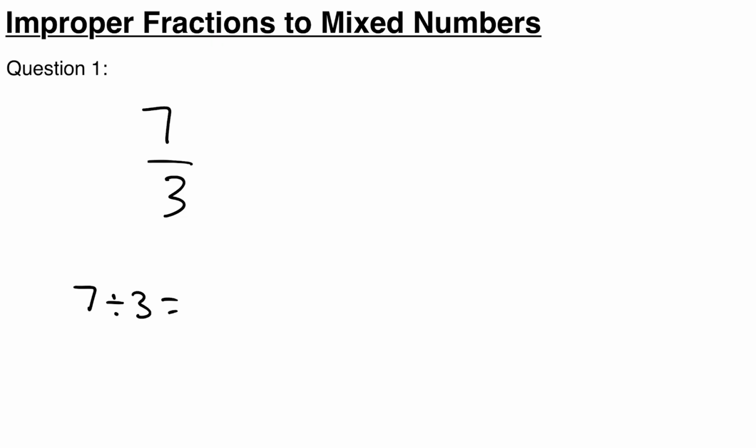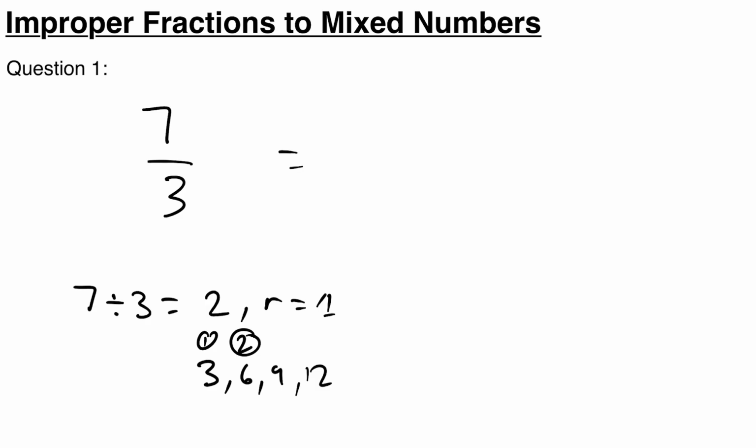And how do we do this? We need to see how many times 3 will go into 7. So we can do this by listing a few multiples of 3. 3, 6, 9, 12. You see that 3 will only go into 7 2 full times. And so our answer is going to be 2, and then we have a remainder of 1, because 7 minus 6 is equal to 1.